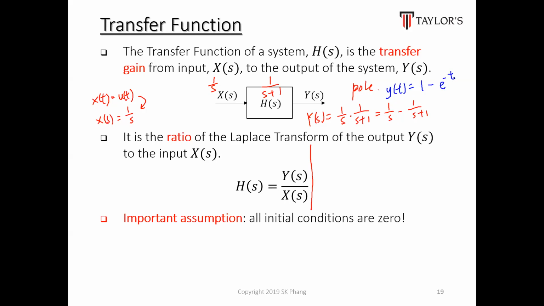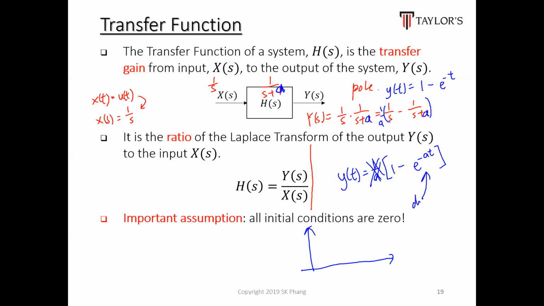Now imagine your s plus 1 is s plus a, a general s plus a. This is a pole, and your pole location changes. Instead of -1, it now becomes -a. So you have a here, and the whole thing becomes 1 over a times 1 over s plus a. Then what is your y(t) now? Your y(t) becomes 1 over a, times 1 minus e to the negative at. If you plot the two graphs out, we can ignore this 1 over a because it's just a scaling gain to your system. But this is the dynamic part.